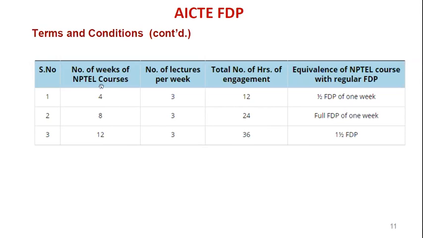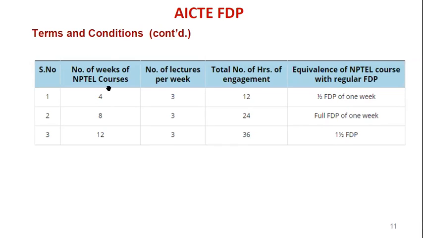Now if you take a 4 weeks course, you will get the equivalent of a half week FDP. If you take up an 8 weeks course, you will get a full FDP of 1 week. If you take a 12 weeks course, you will get a 1.5 week FDP equivalent certificate. These are all the categories of durations of FDP certificate.